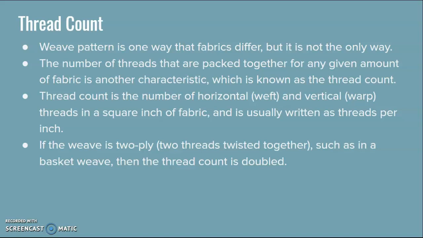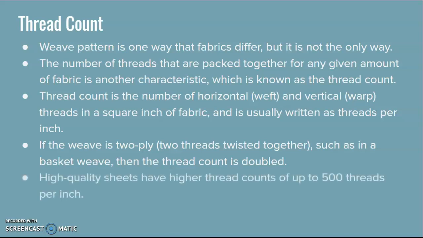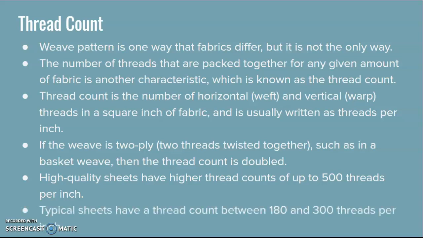If the weave is 2-ply or has two threads twisted together, such as in a basket weave, then the thread count is doubled. High quality sheets tend to have higher thread counts of up to 500 threads per inch, and typical sheets have a thread count between 180 and 300 threads per inch.